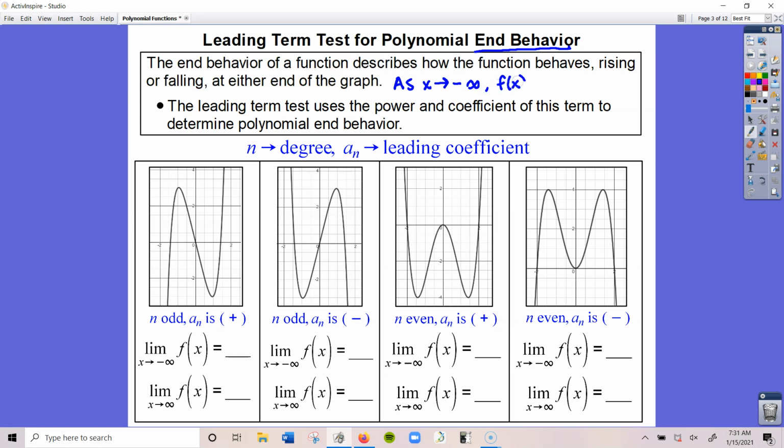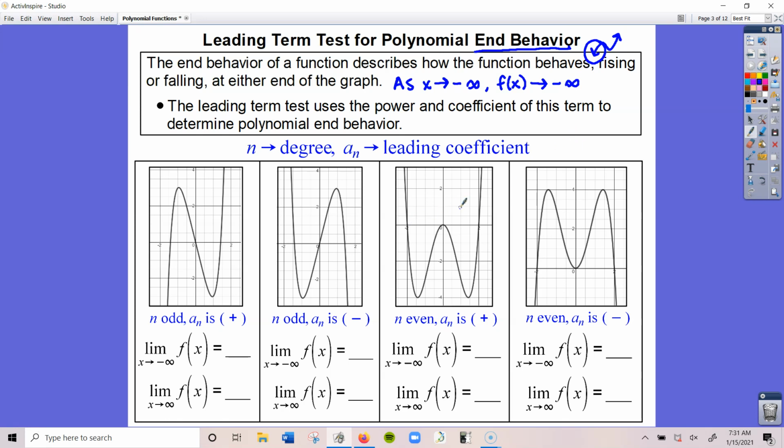f of x is approaching. So at this point, what we would do is look at what the y values are doing, since f of x represents the y's, and we would look at what the y values are doing on the left side of the graph. Let's say, for example, my graph looked like this. On the left side of the graph, we see that it's going down. So f of x would also go towards negative infinity.